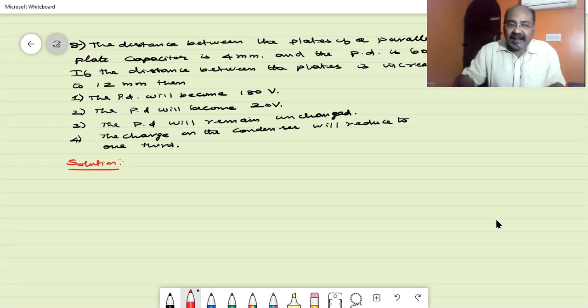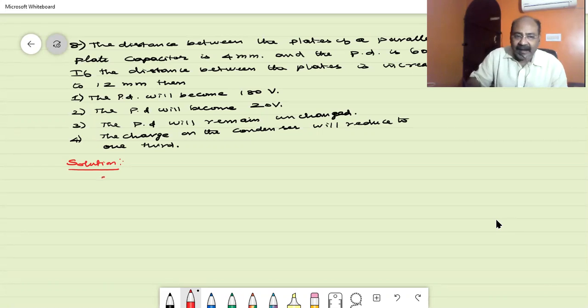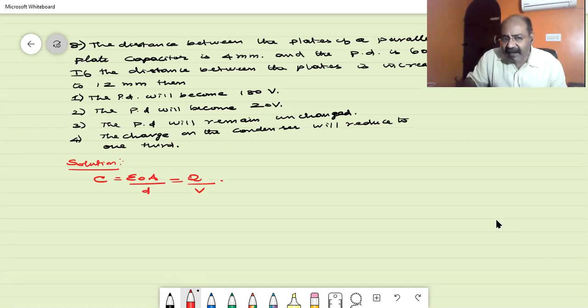So let us consider like this. The distance between the plates of a parallel plate capacitor. If you are considering the parallel plate capacitor, I can say the capacitance is equal to epsilon 0 into A divided by D is equal to Q divided by V. So if I am considering the relationship between the potential and the distance, potential V is directly proportional to distance.